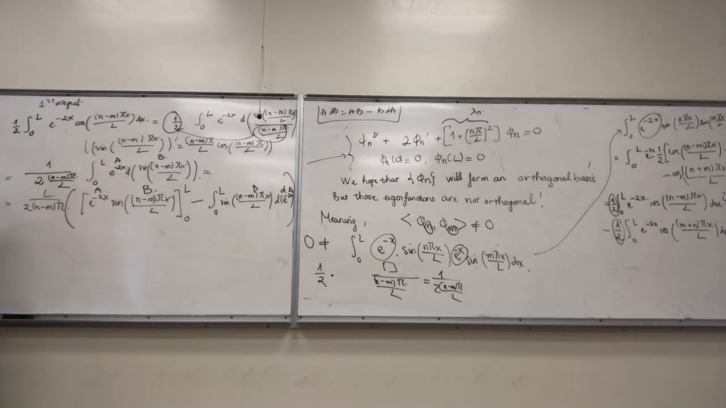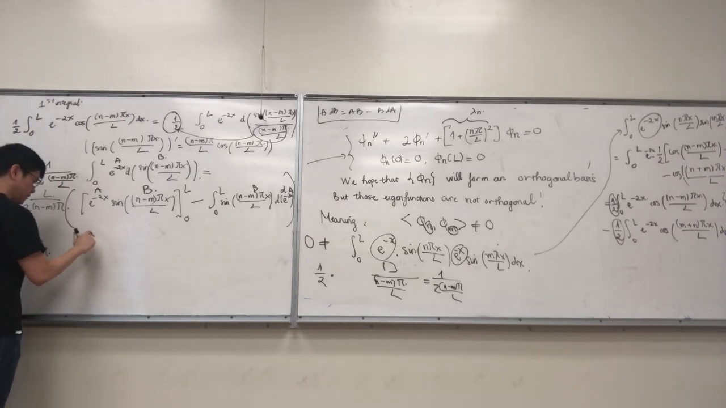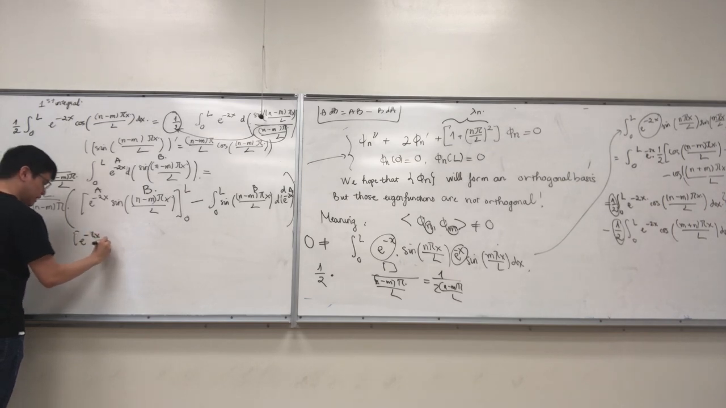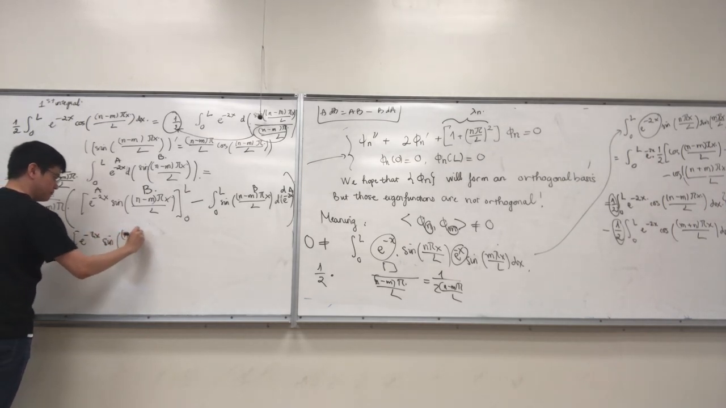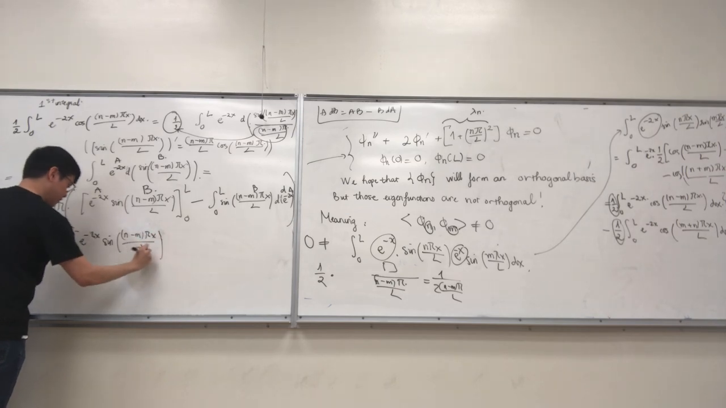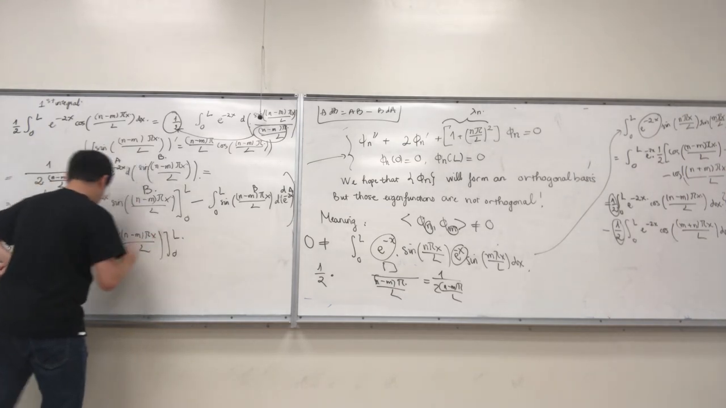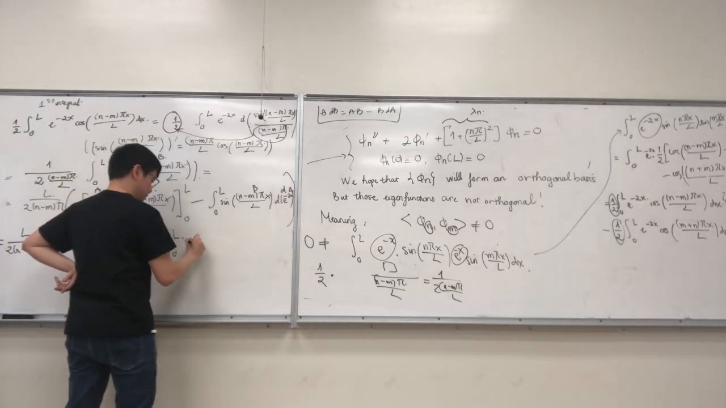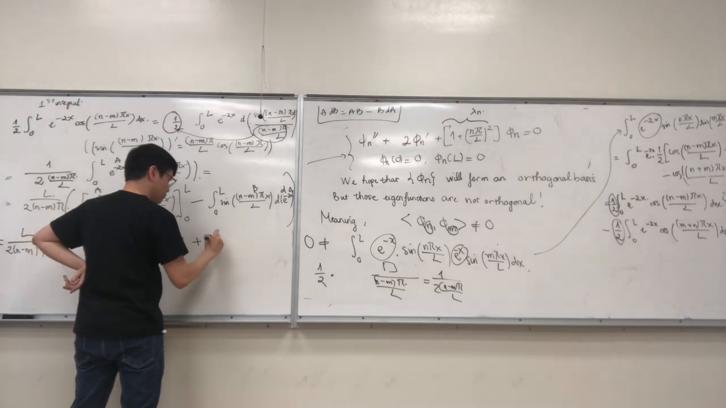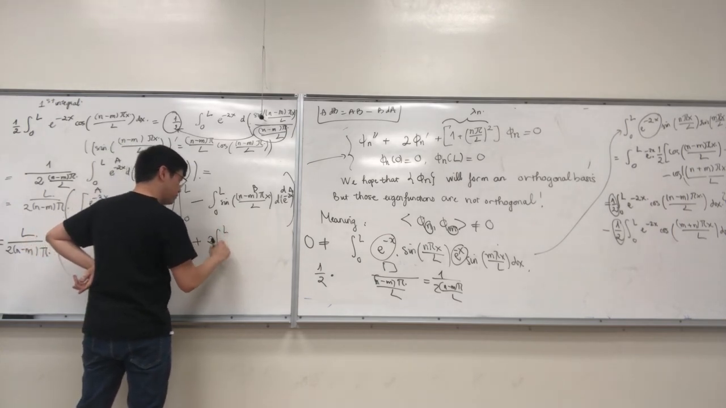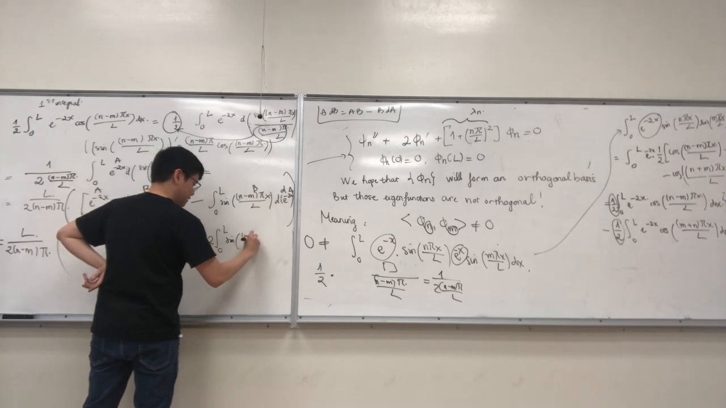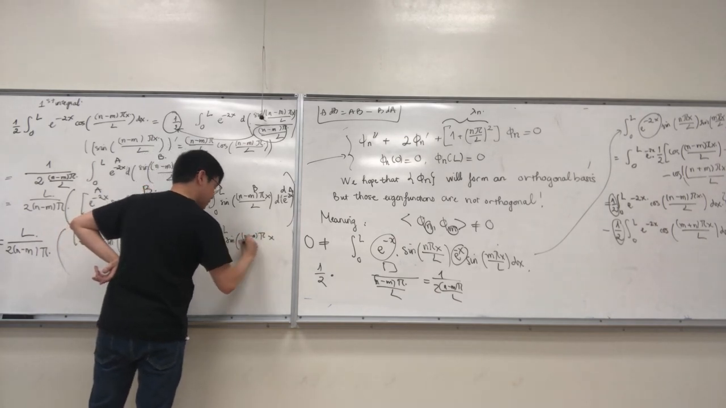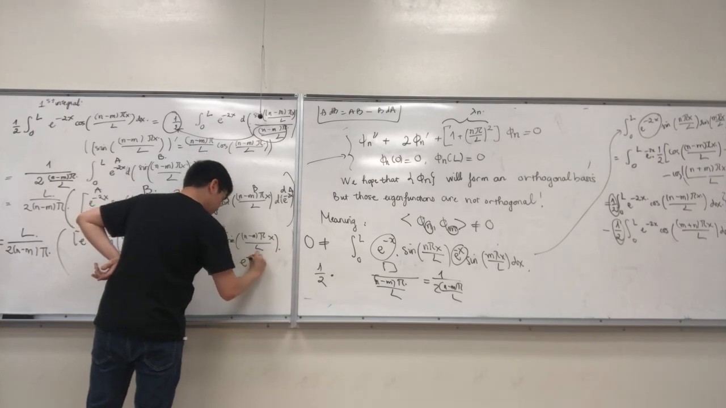All right, so the first term, I don't touch it. So you have L over (n minus m) pi exponential of minus 2x sine of (n minus m) pi x over L. This is from 0 to L. All right? Minus this term. So dA will be, so here I have 2 integral from 0 to L of sine of (n minus m) pi x over L e to the power minus 2x dx.